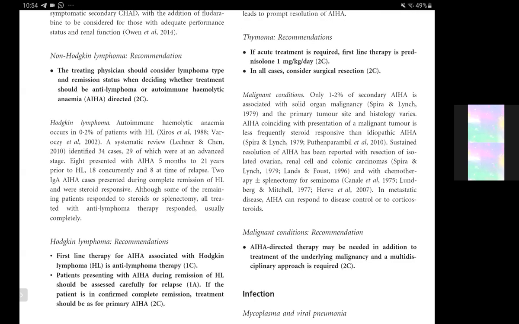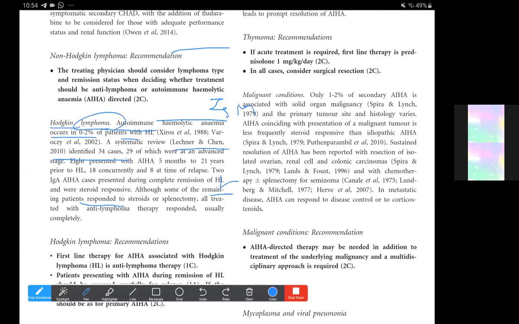So in most of these cases, even in autoimmune hemolytic anemia with non-Hodgkin's lymphoma, it could occur before the treatment, that is, it could be one of the first signs of the disease, or it could occur with a low grade type, or it could occur even after the treatment has been completed. But mostly, in cases of Hodgkin's lymphoma, most of the patients that were studied presented prior to Hodgkin's lymphoma.